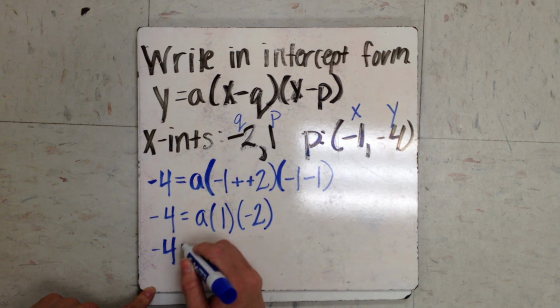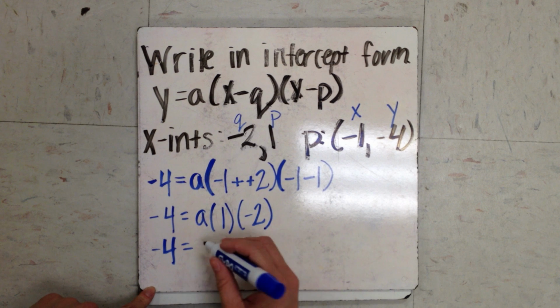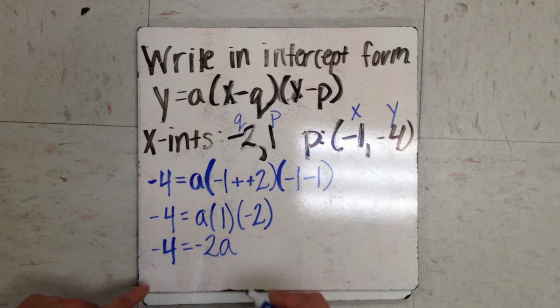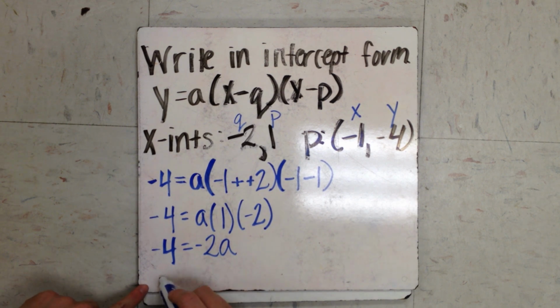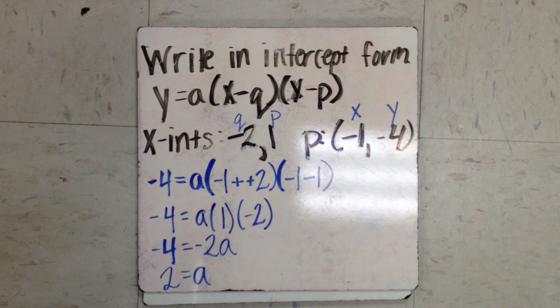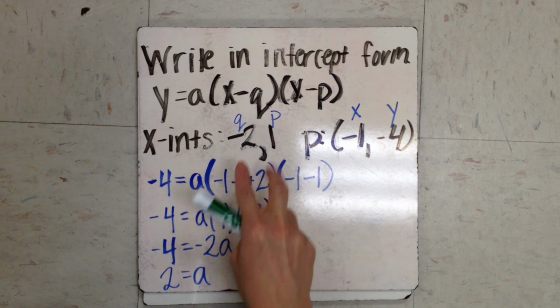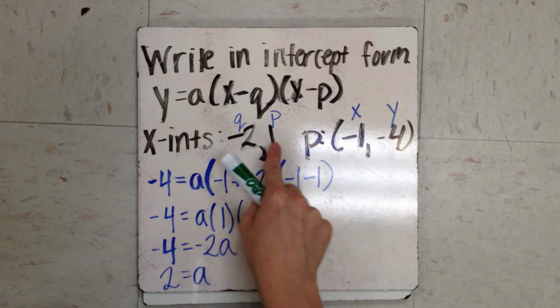Next line, -4 equals 1 times -2, so that gives us -2a. Once again, a one-step linear equation: divide both sides by -2, so 2 equals a. So once again, for intercept form, we need to know the intercepts and the a value, which we have identified.